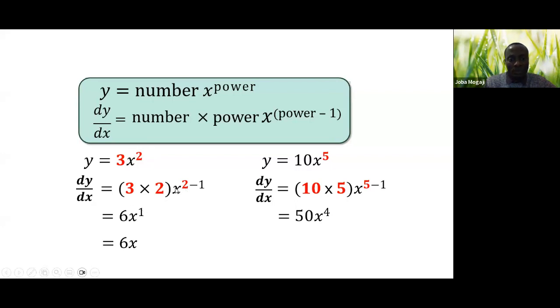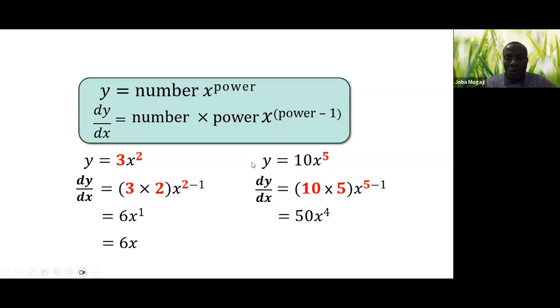So 3 multiplied by 2, that will give you 6. 2 minus 1, that is 1. So you have s to the power of 1. 6, you have it here. s raised to the power of 1. Any number raised to the power of 1 is that number. Therefore, s to the power of 1 is s. Meaning that if you differentiate y equals 3s squared, you will get your dy ds to be equal to 6s.